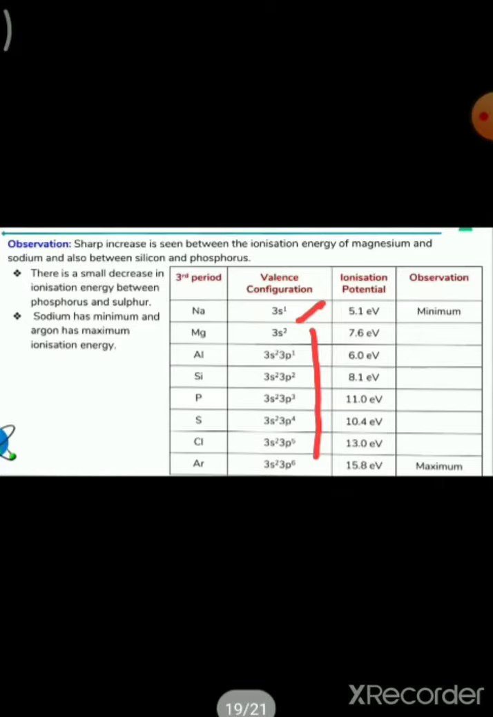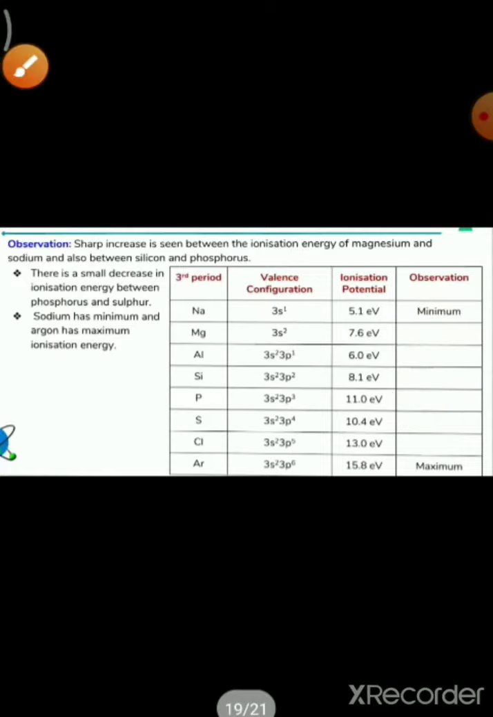Okay, so here you can see the ionization potential of your sodium is 5.1, whereas in case of your magnesium it is 7.6 electron volt. So here you can see the ionization potential suddenly increases. Why? Let's see the reason. A sharp increase is seen between the ionization energy of sodium and magnesium, and also between silicon and phosphorus. Why is it so? There is a small decrease in ionization energy between phosphorus and sulfur.